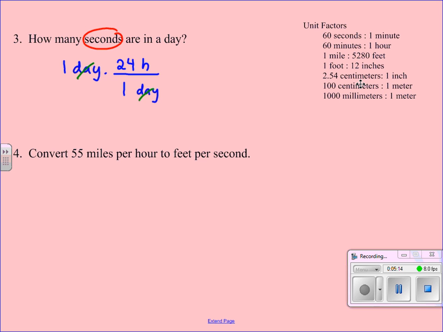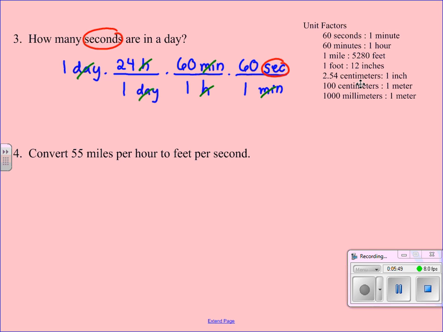So now I start thinking about, okay, in 1 hour, I know how many minutes there are. There are 60 minutes. So we're getting a little bit closer. I cancel out the hours. But again, I don't want minutes, I want seconds. So now I have to get rid of minutes and make sure I end up in seconds. And in 1 minute, there are 60 seconds. So now I have canceled the minutes, and I'm ending up with an answer that is in seconds.